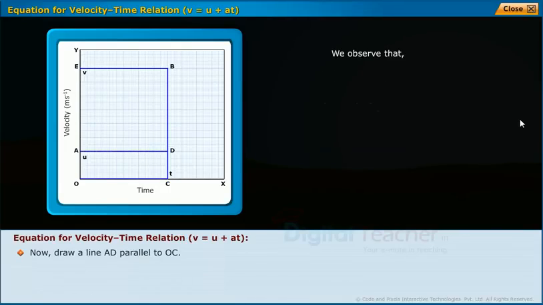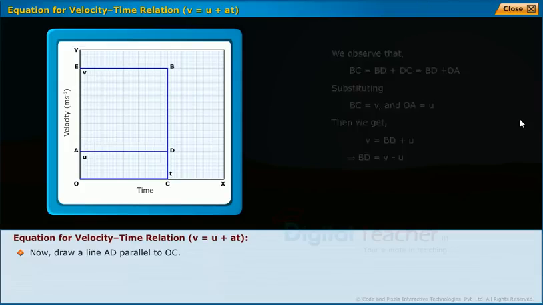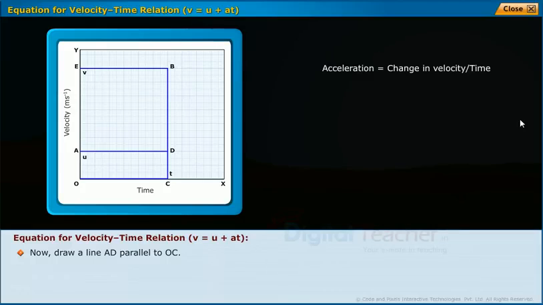We observe that BC equals BD plus DC, which equals BD plus OA. Substituting BC equals v and OA equals u, we get v equals BD plus u. Implies BD equals v minus u. Acceleration equals change in velocity by time. a equals BD by AD, that equals BD by OC, which equals v minus u by t. Implies at equals v minus u. Implies v equals u plus at.